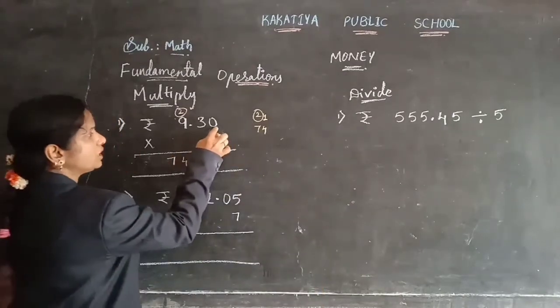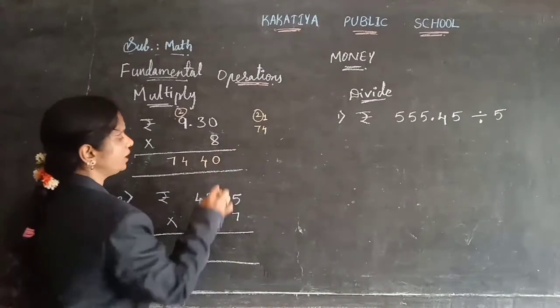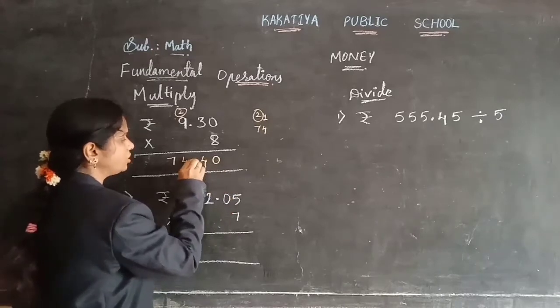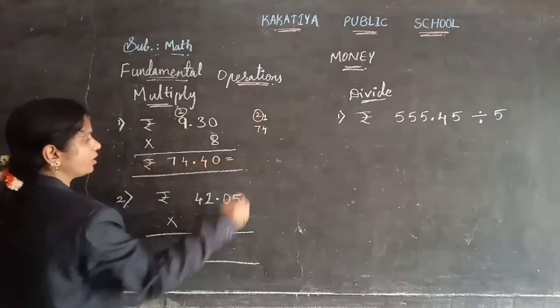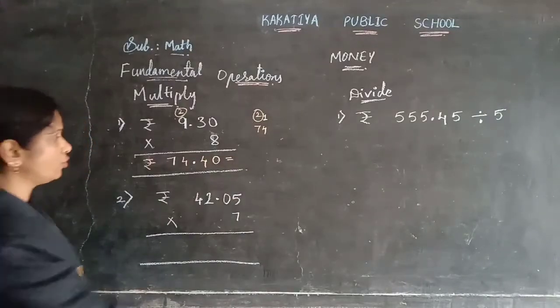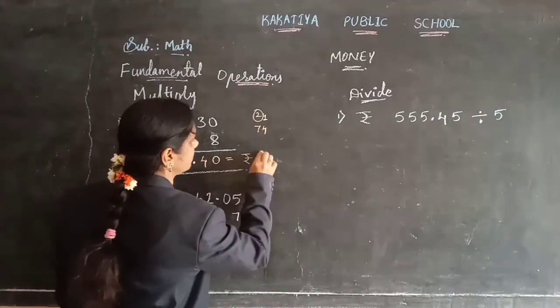And in the question there are 2 digits before the point. So here also we need to keep the 2 digits before the point. And this is rupees. So what will be the product of this here? 74 rupees 40 paise.